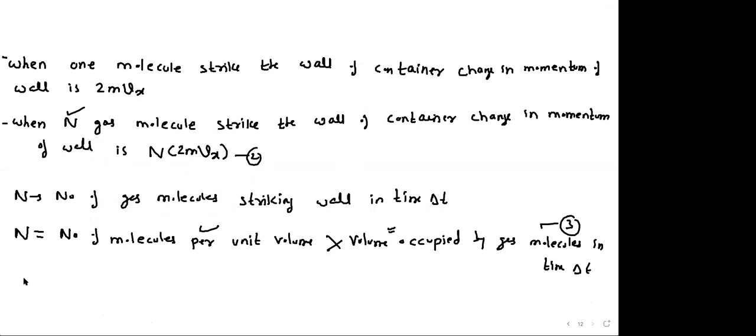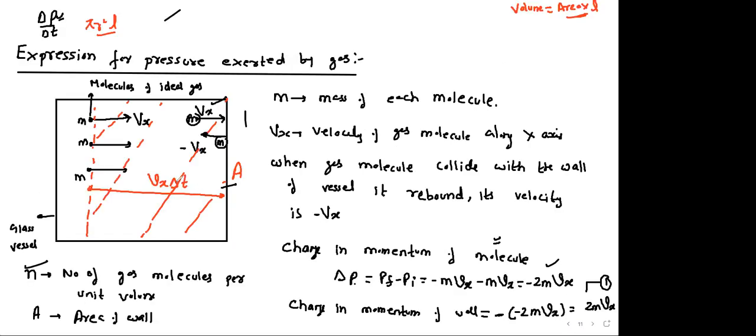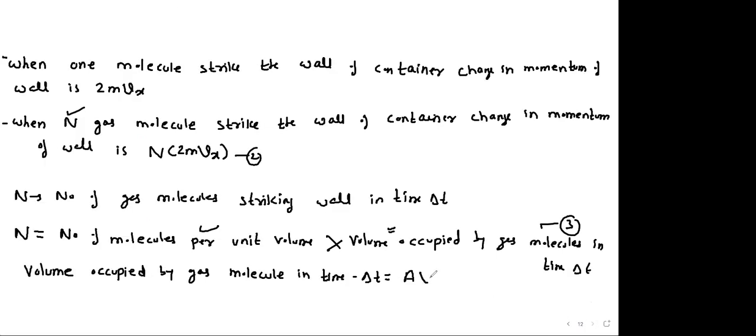So volume occupied by gas molecules in time delta t is area of cross section multiplied by the distance that gas molecules have traveled. See, distance is speed into time. So this is the volume, A into Vx into delta t. This is equation number 4. I'm not writing. I will use one more thing here.